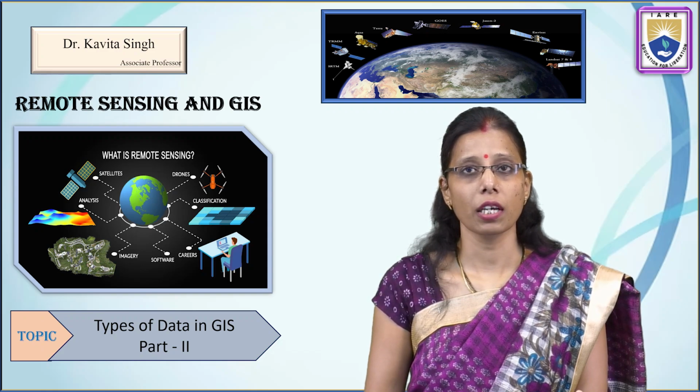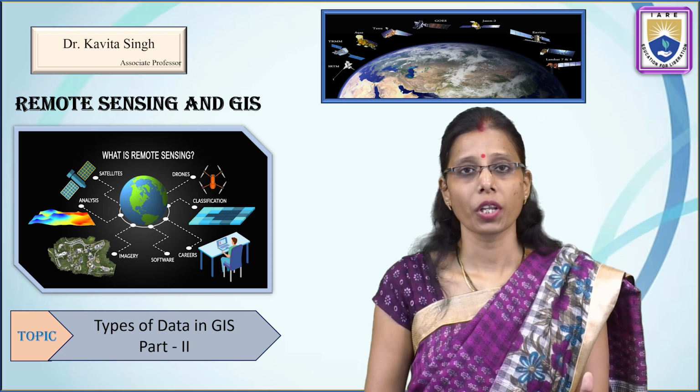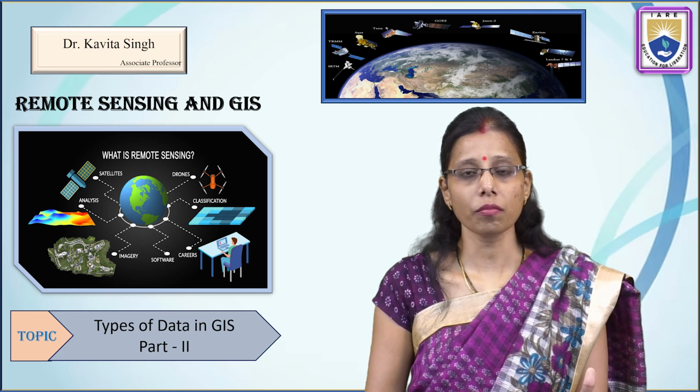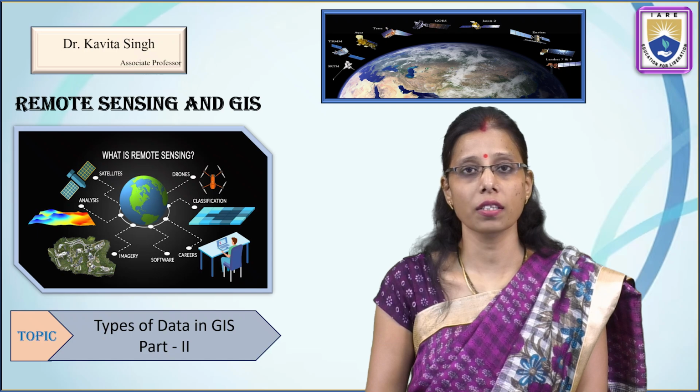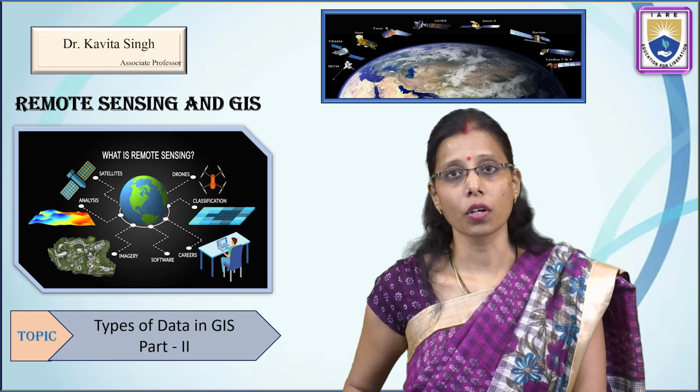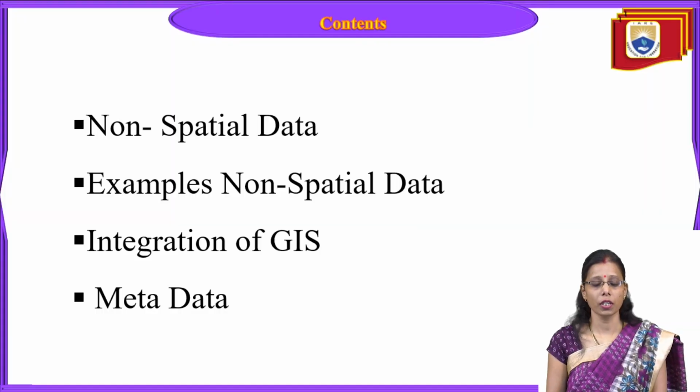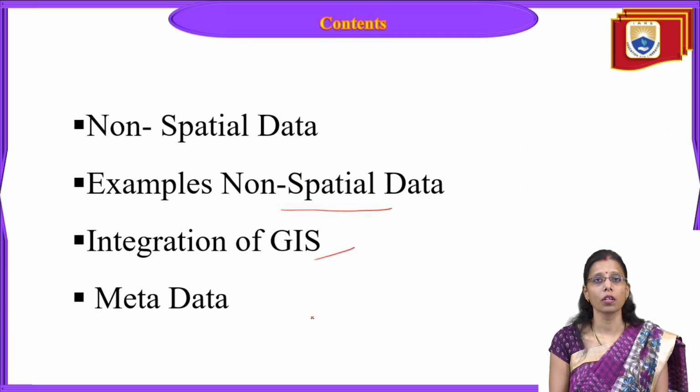In the previous lecture we discussed spatial and non-spatial information: what spatial data and non-spatial data are in GIS. In detail, we discussed spatial data like raster and vector, what type of information it has, and what examples we have. Now we are going to discuss non-spatial data, examples of non-spatial data, integration in GIS, and what metadata is in GIS. We are going to discuss all this today.